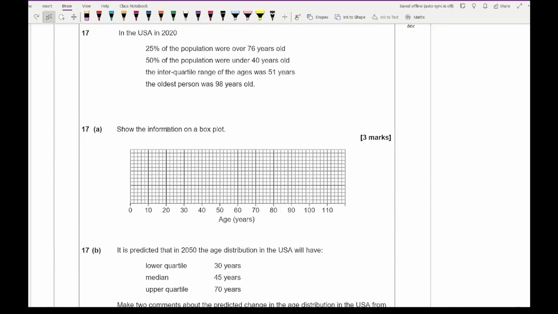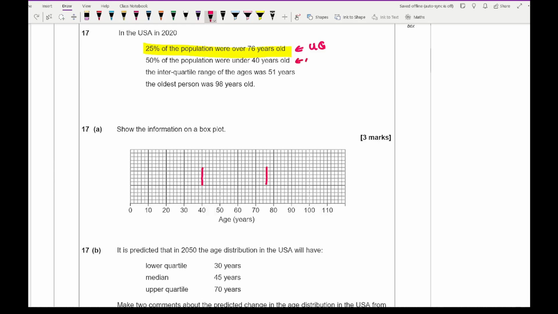Moving on to question 17, it says in the USA in 2020, 25% of the population were 76 years old, 50% of the population were under 40, the interquartile range of ages was 51, and the oldest person was 98. Show the information on a box plot. So looking at this first one, we know that 25% were over 76, so this is our upper quartile. So our upper quartile is at 76, which is just there. The 50% mark, which is our median value, is at 40.